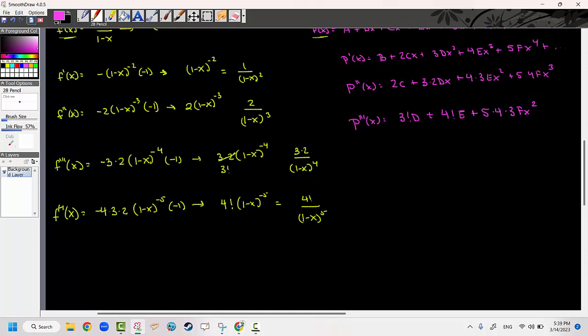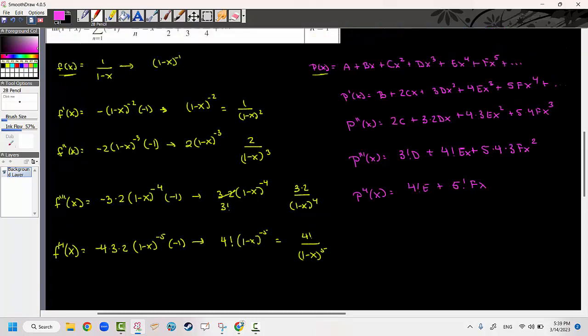So now I'll go ahead and do my 4th derivative. My 3 factorial d is going to go away. I'm left with, whoops, I think I missed an x right there. That's going to be 4 factorial e plus 5 factorial fx. Okay, so now I've taken a lot of derivatives. We're going to start making some associations in just a second.